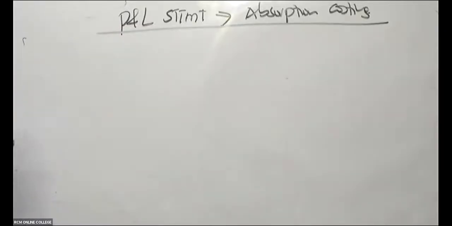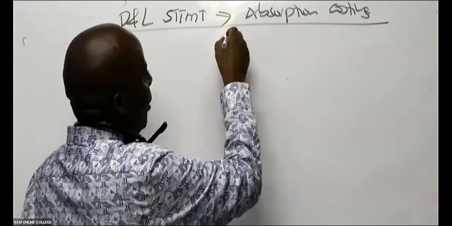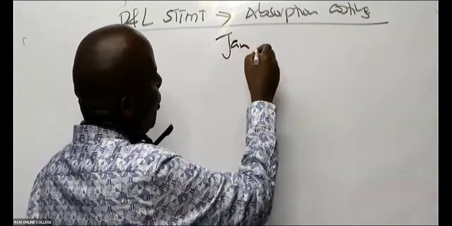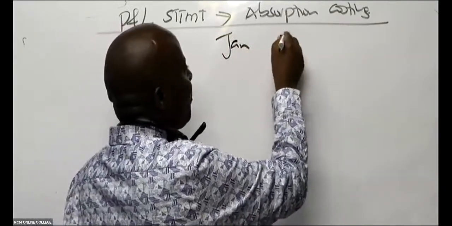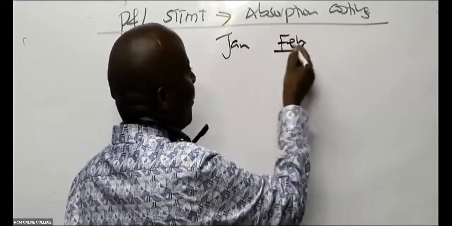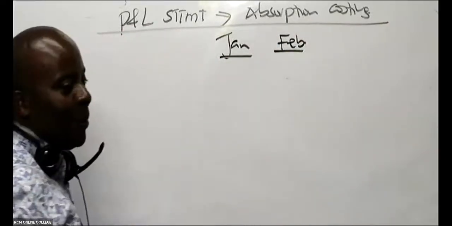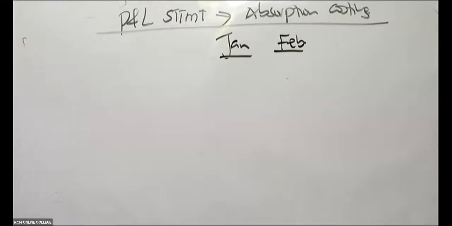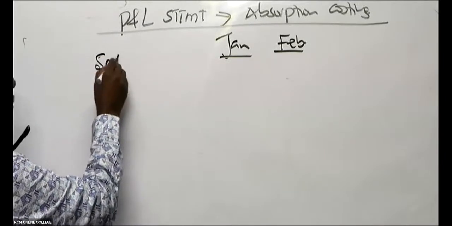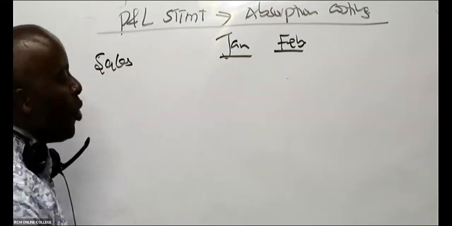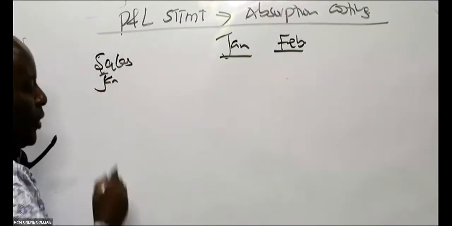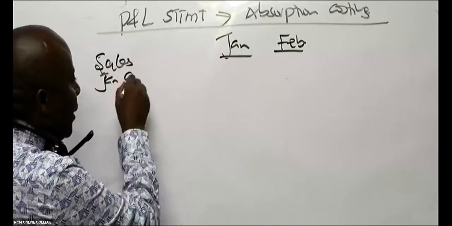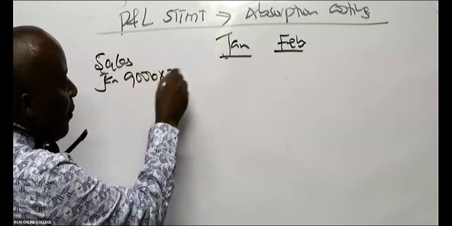So I will write here my 2 months. If you get a bad examiner who would want you to walk home barefoot, he'll give you 3 months. But even if they give me 10 months, it doesn't matter, I'll be able to handle this. So we start with sales. Do we know the number of units sold in the month of January? 9,000, and the selling price was 35.